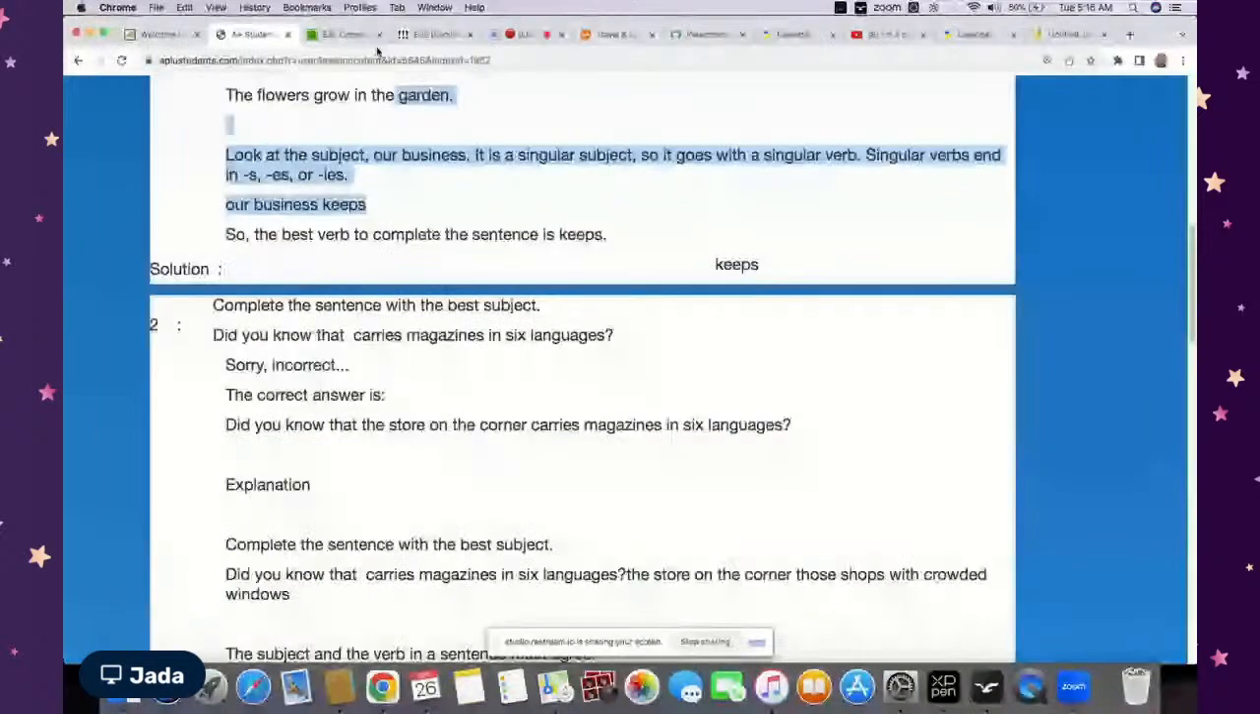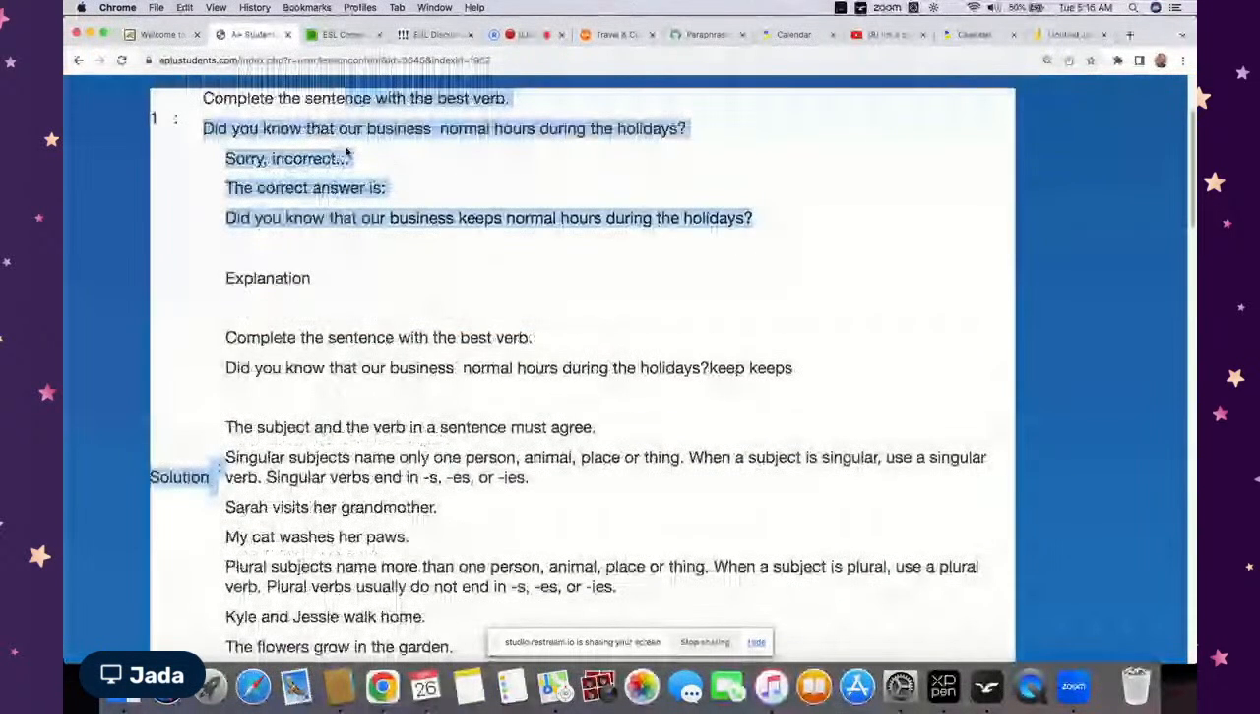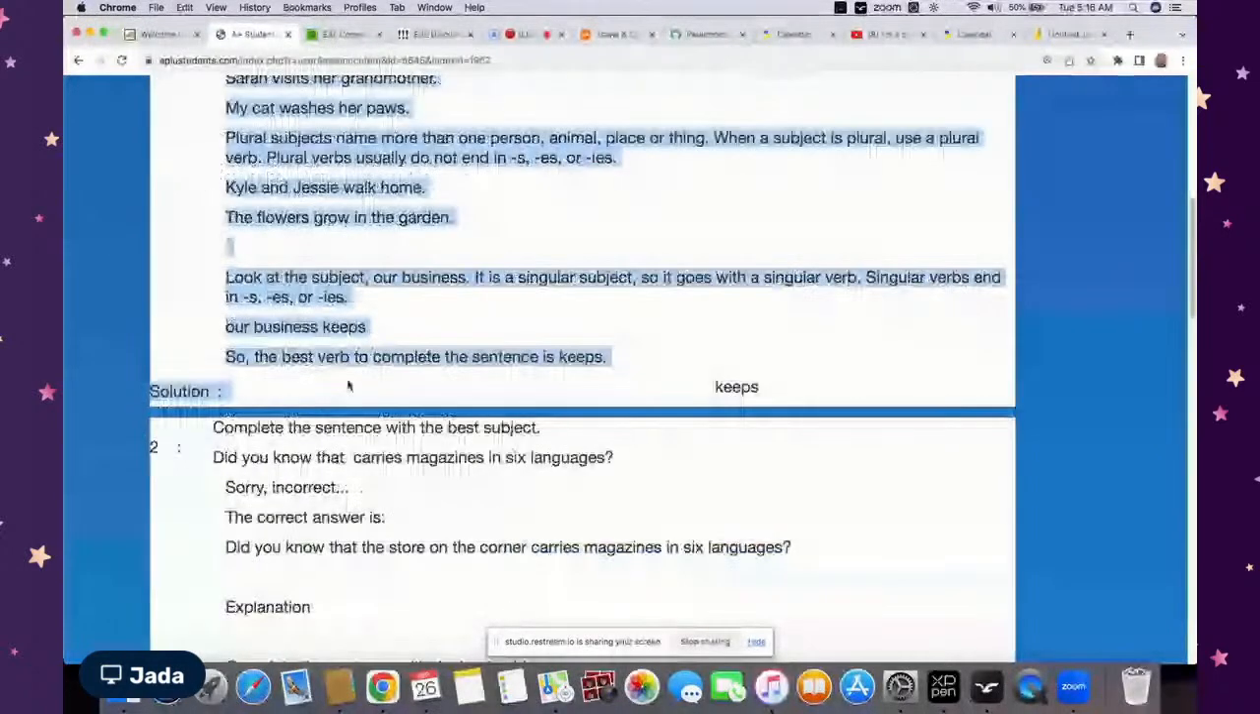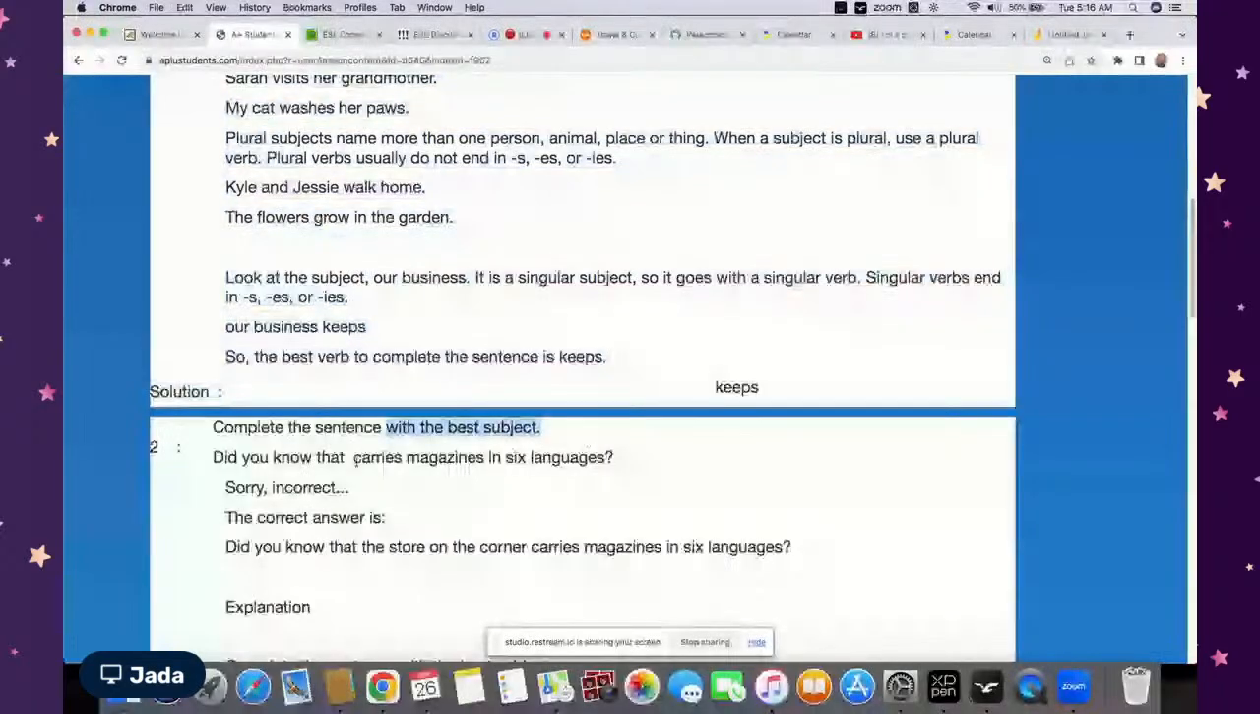So we have some more examples here. We will go through some more examples. And don't worry, before we end the class, you can ask any question that you have, okay? Did you know that dash carries magazines in 6 languages? So we have an empty space here and we need to find the right answer. So now you're looking for the best subject. This question says to complete the sentence with the best subject, okay?